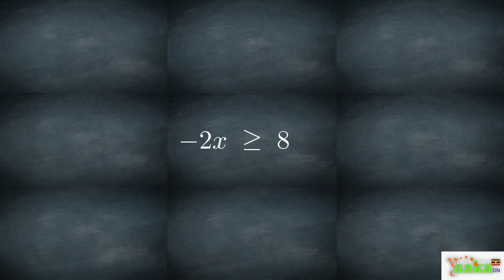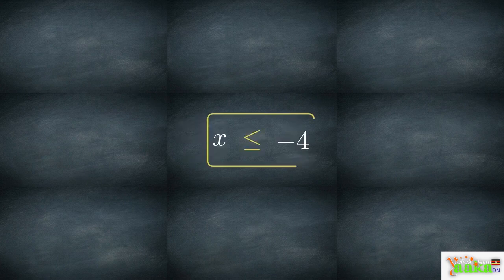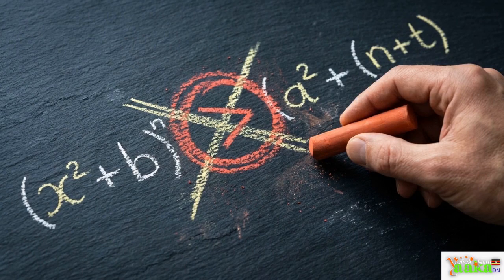Watch what happens when we solve -2x is greater than or equal to 8. When we isolate x by dividing both sides by -2, the symbol visibly rotates to less than or equal to, giving us x is less than or equal to -4. Forgetting this negative flip rule is the most common error in early algebra. Applying it is the only way to find a true mathematical boundary.